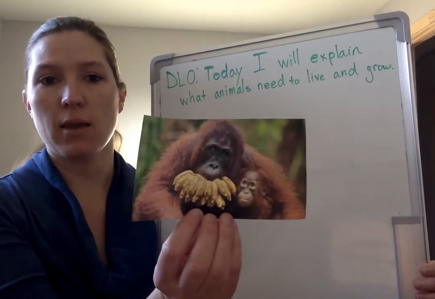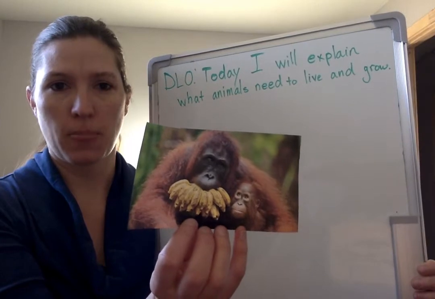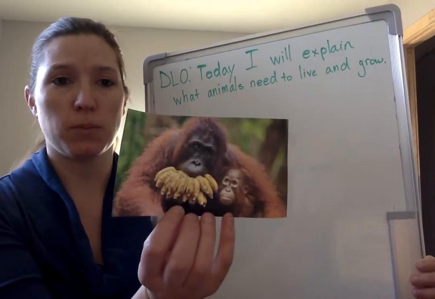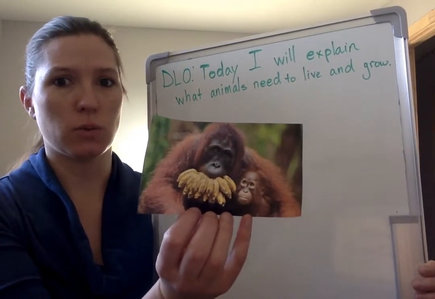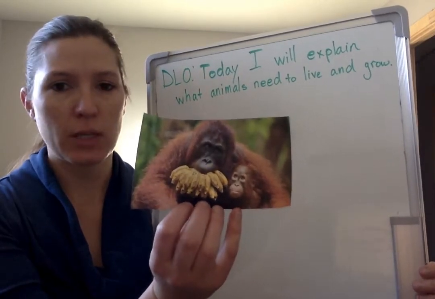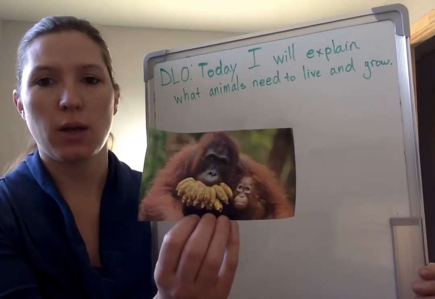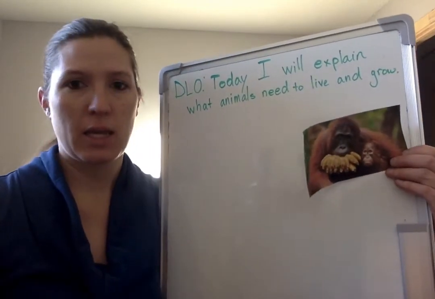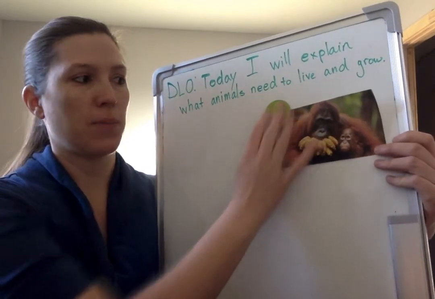This is an orangutan with a mouthful of bananas and a baby. What evidence do you see that the animal needs food? What do you see in this picture that tells you this animal needs food? Look in his mouth. What does the orangutan have in her mouth? A bunch of bananas. So we know orangutans need food because she has a mouthful of bananas.